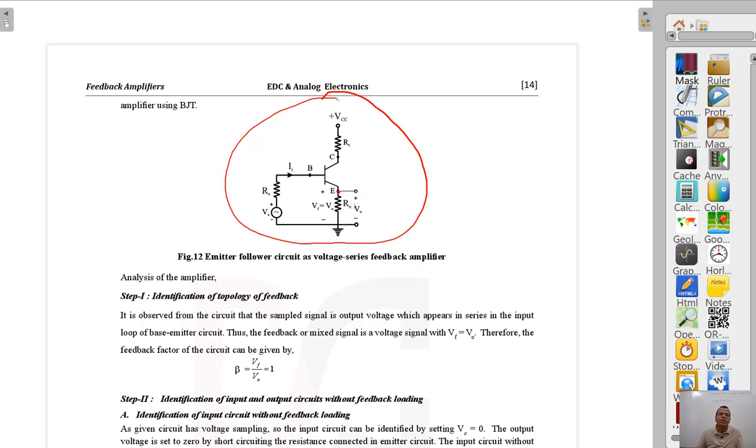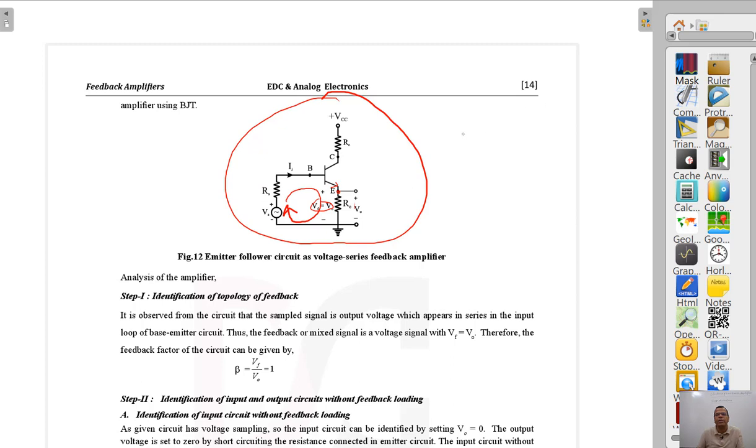Now see this circuit carefully. On the input side, the output voltage is part of this loop. This is the loop I am talking about. The output voltage is appearing in this loop, and this is nothing but part of the input loop. If you take the base-emitter loop, it is the input loop. So we need to put an arrow here. This is the common emitter configuration. So the output voltage itself is nothing but the feedback voltage.